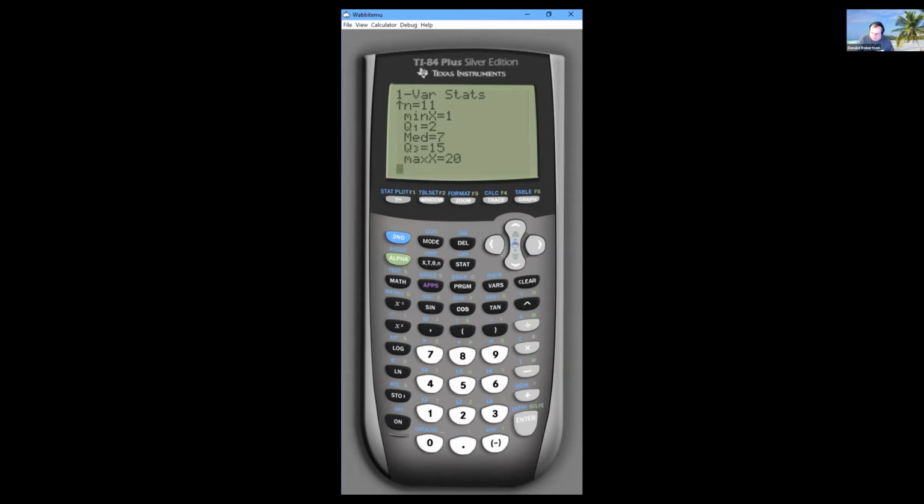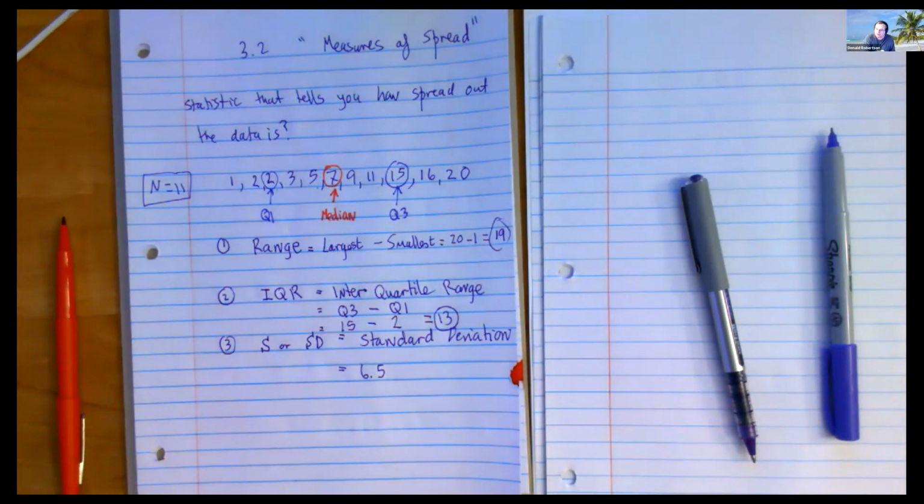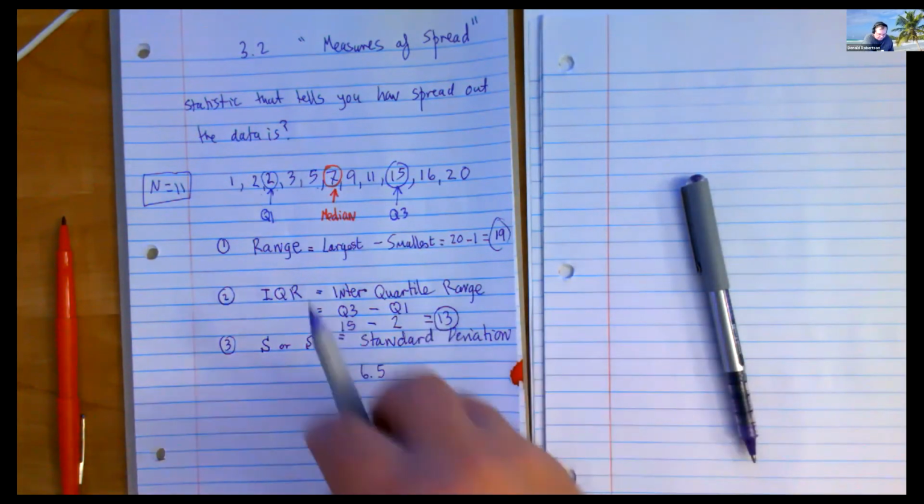Now I can move back a little bit. Any questions? Are we good? Are you comfortable about these three measurements? How you calculate them? Thumbs up, perfect.